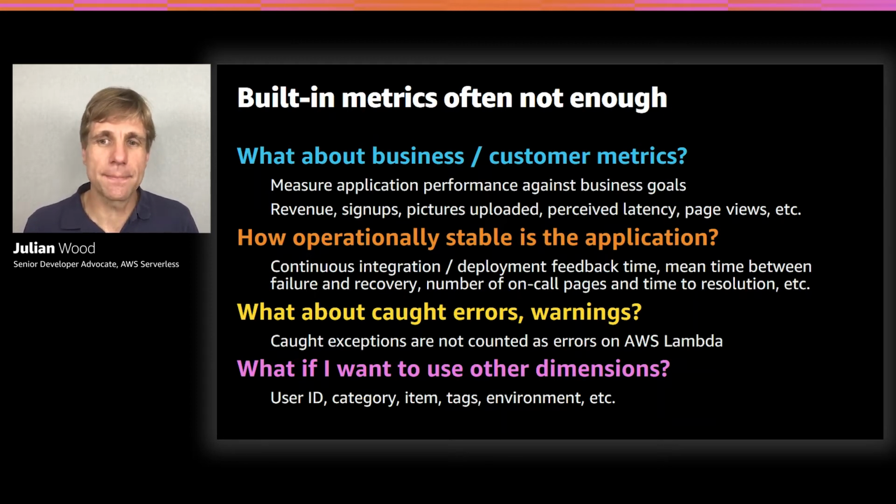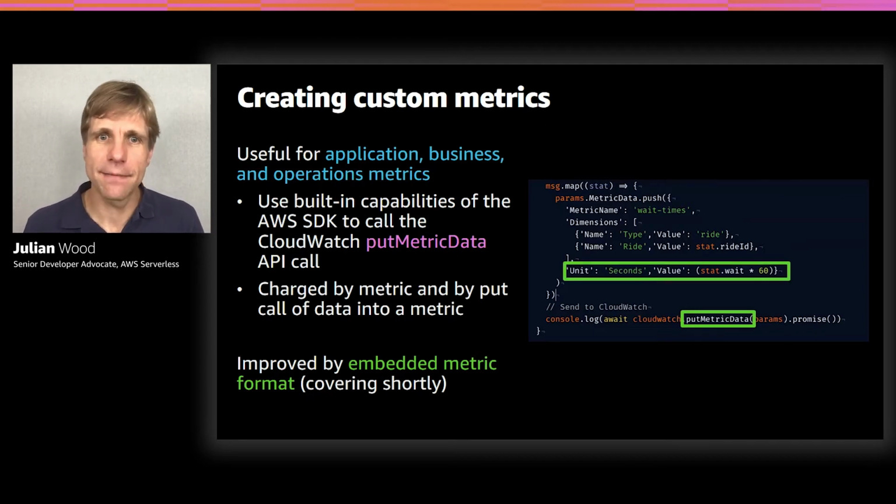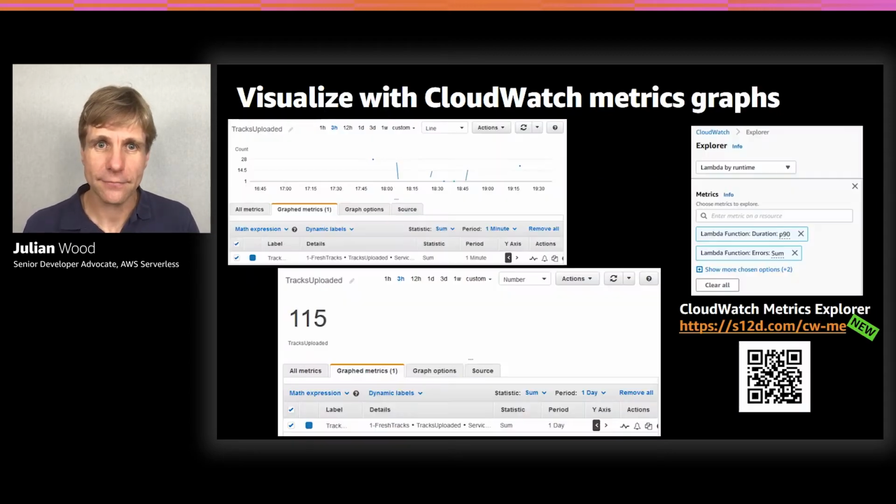These are the metrics that are specific and important to your application. And you can generate custom metrics by instrumenting them in your code. Within your Lambda function code, you can use the built-in capabilities of the AWS SDK to call the CloudWatch API. You can use the put metric data API call to write any custom metric you want. And this has been improved recently with the embedded metrics format, which I'll cover shortly.